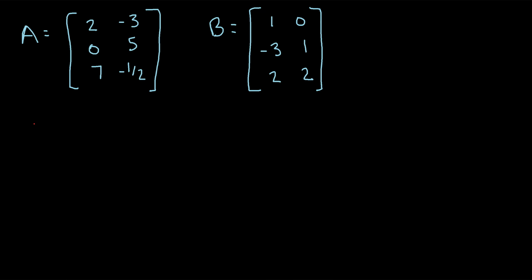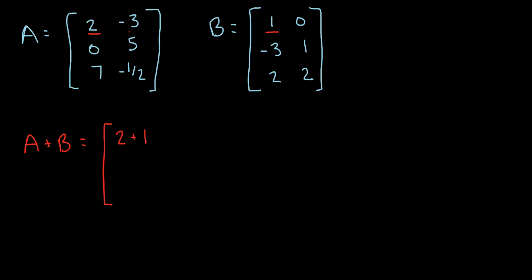Okay, let's try another example. Let's say we have the following matrices, A and B, and we want to add them together, A plus B. How can we do that? Well, once again, we want to add the values that are in the same positions in each matrix. So for example, we want to add the value that's in row 1, column 1 in matrix A with the same value in row 1 and column 1 of matrix B. So we would get 2 plus 1.